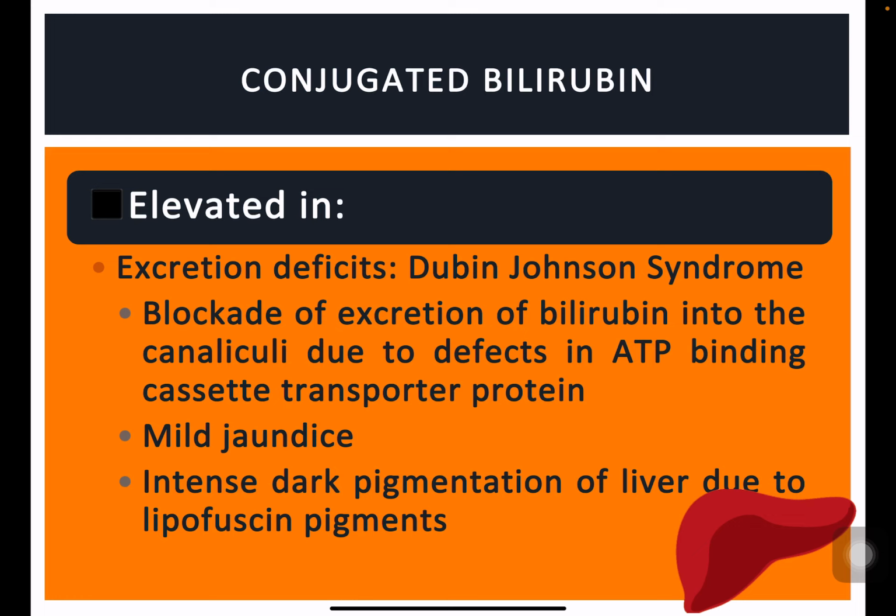Conjugated bilirubin is elevated in excretion deficits like Dubin-Johnson syndrome. So there is a blockade of the excretion of the conjugated bilirubin into the canaliculi due to the defects in the secretory protein, the ATP binding cassette transporter protein. This is also associated with mild jaundice and intense dark pigmentation of the liver due to the presence of lipofuscin pigments.